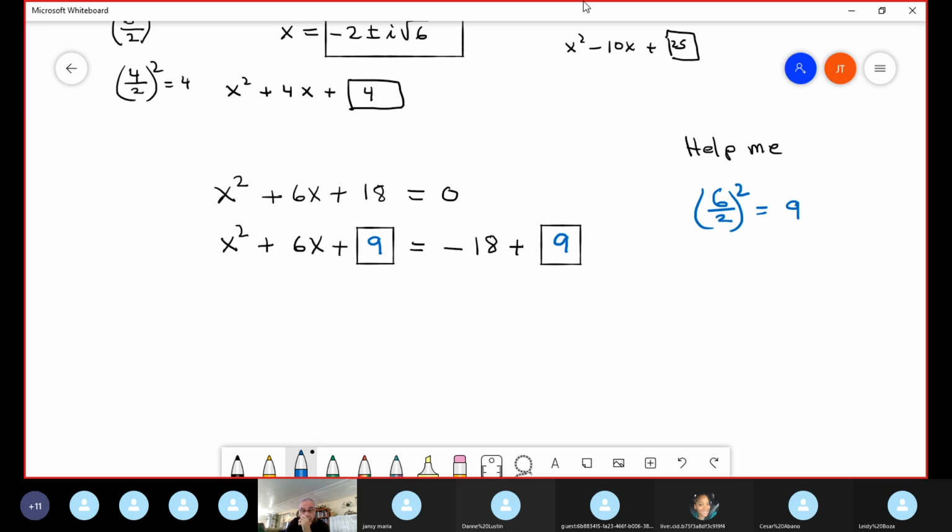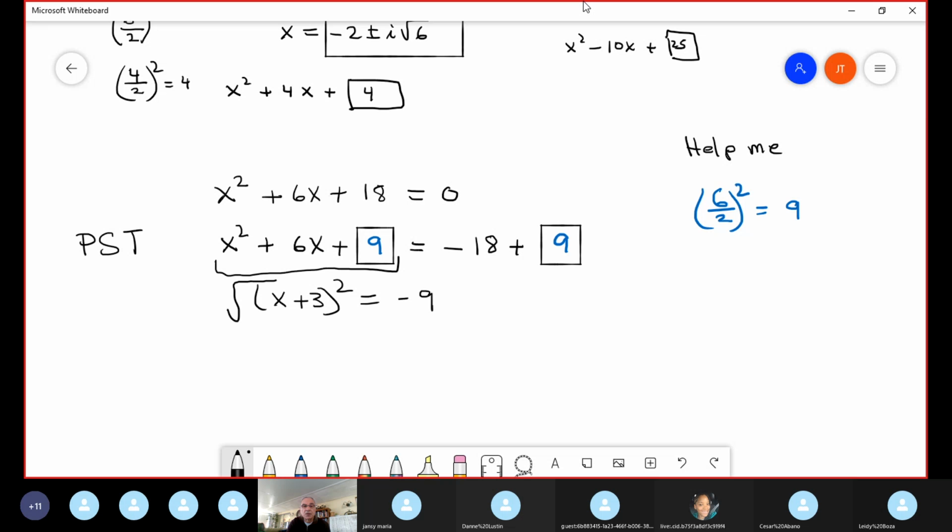3 squared is 9. Super. Now the factorization: this trinomial is a perfect square trinomial, elegant. x plus 3 squared. Where does this 3 come from? This 3 comes from the square root of 9. Where does this x come from? The square root of x squared is x. It is equal to negative 9, which is negative 18 plus 9.